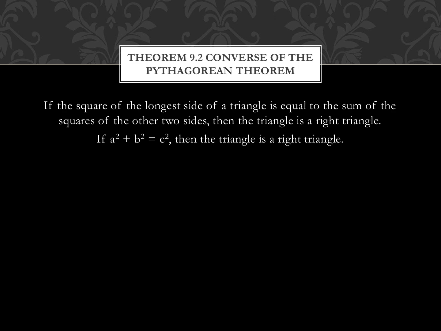So you're going to be adding the squares of the two smaller numbers. Let's say I give you the numbers 3, 4, 5. Now we already know this is a common triple, so we know it's going to be a right triangle, but you're going to be given three numbers.